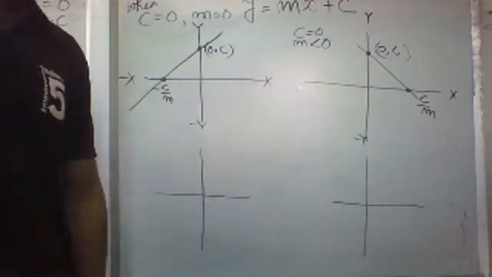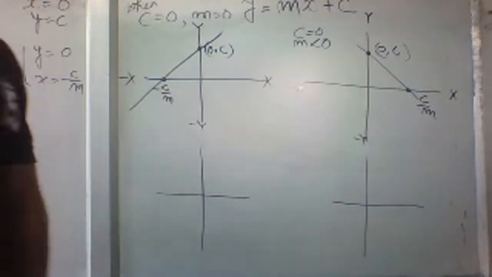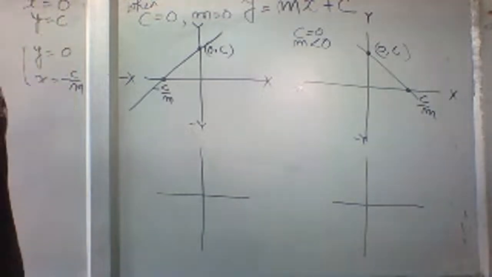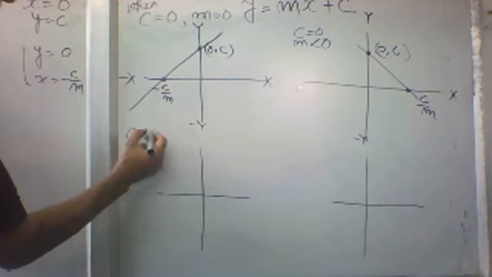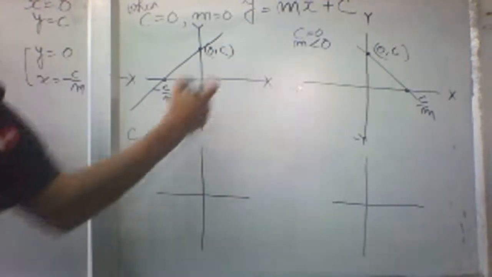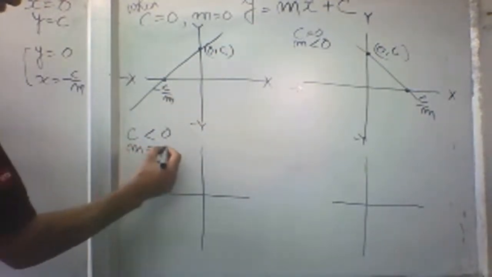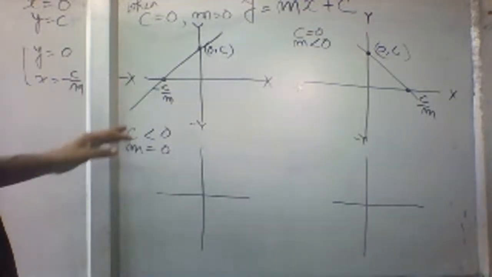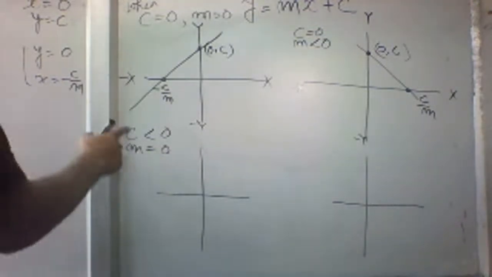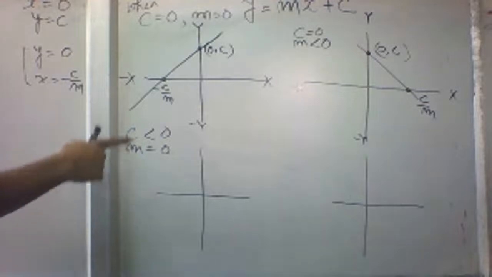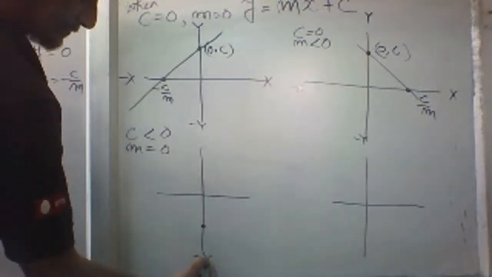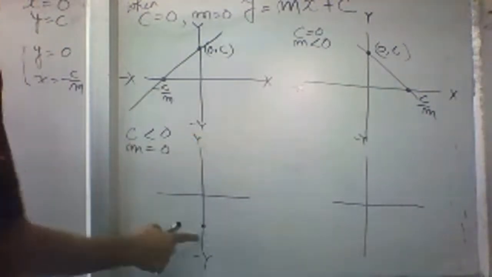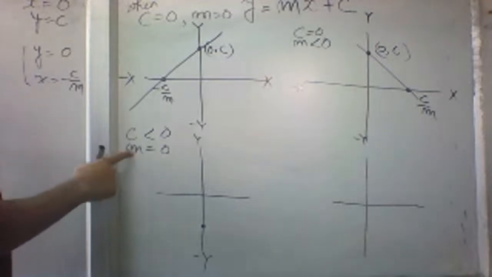Now the third condition. What is that third condition? In the third condition, we will say when the value of c is less than 0 and m is equal to 0. If c is less than 0, then it will be minus. If c is minus, c will be here on the negative y-axis. If c is minus, this is it. And m is equal to 0.